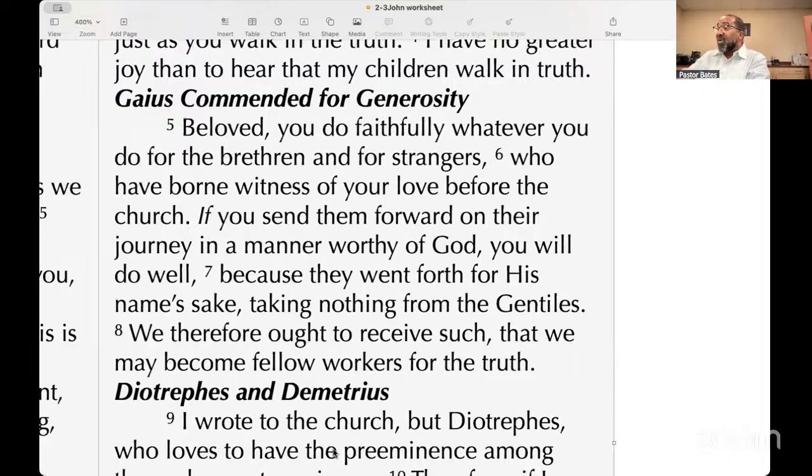Read it one more time. Yet has he not root in himself, but endureth for a while. For when tribulation or persecution arises because of the word, by and by he is offended. So if you did a word study on tribulation, it's like when the squeeze is on, they flee. They can't handle truth.